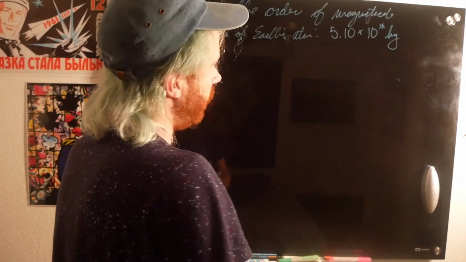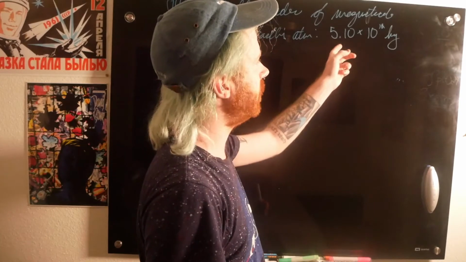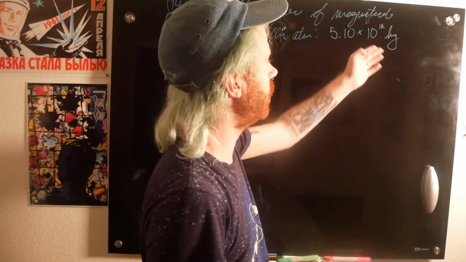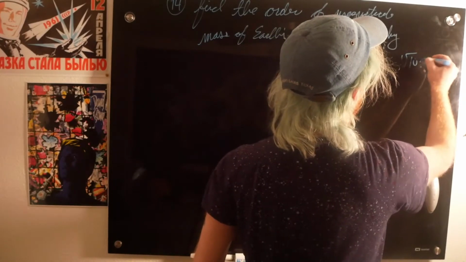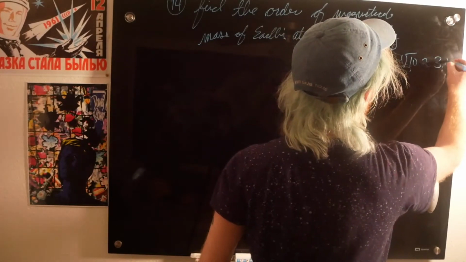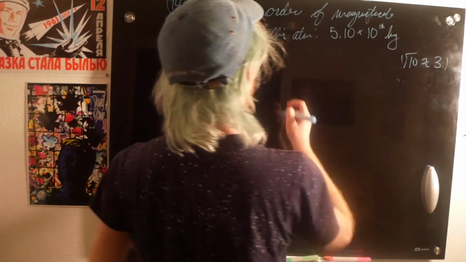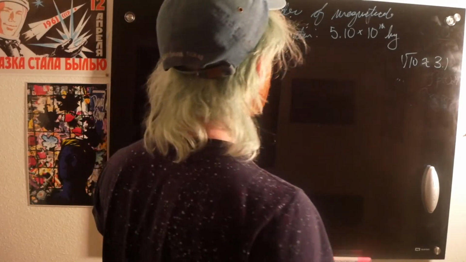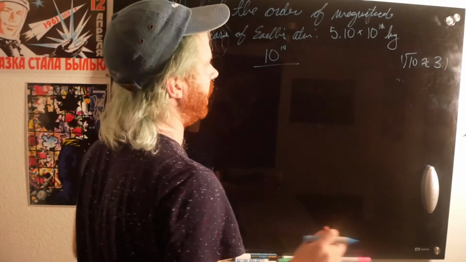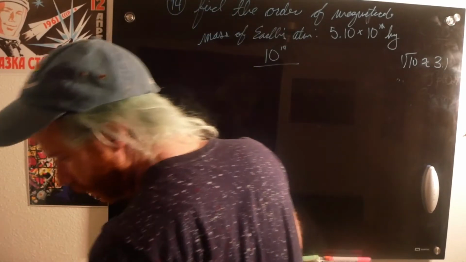So this one, you're going to round up, and you're not going to be paying attention to this. You're going to be paying attention to what the root of 10 is. The root of 10 is approximately, I think, 3.1. So since this is greater than 3.1, the order of magnitude is going to be 10 to the 19. So that's going to be the estimated order of magnitude for the mass of the Earth's atmosphere.